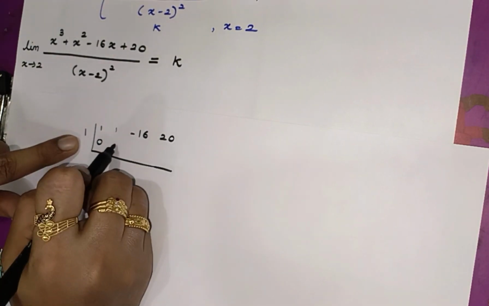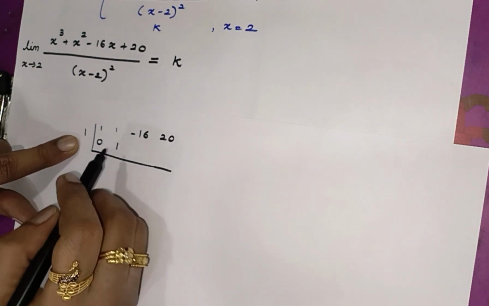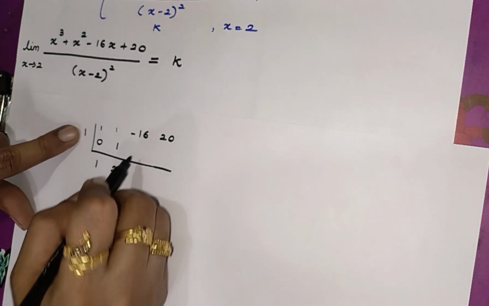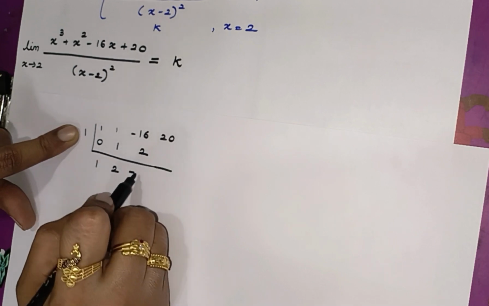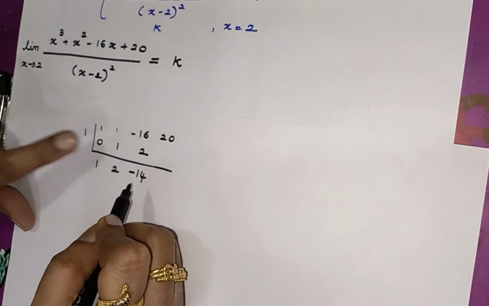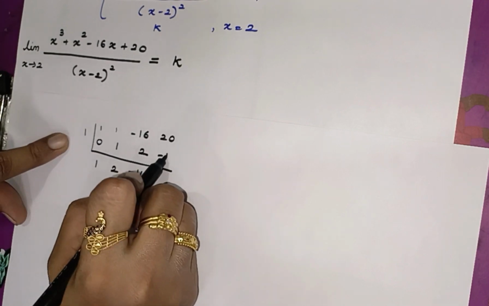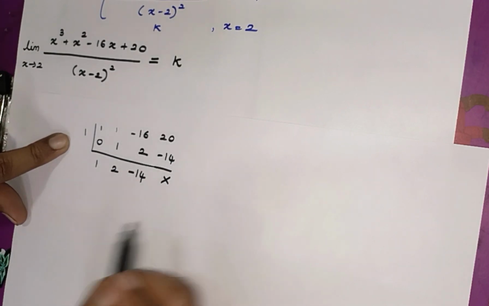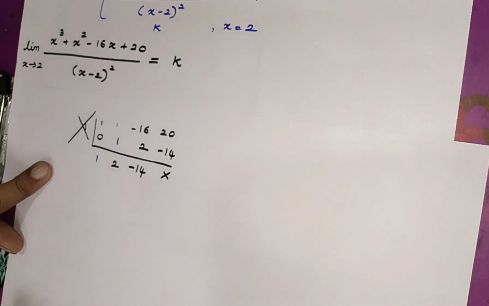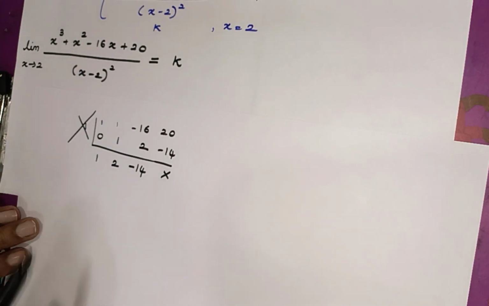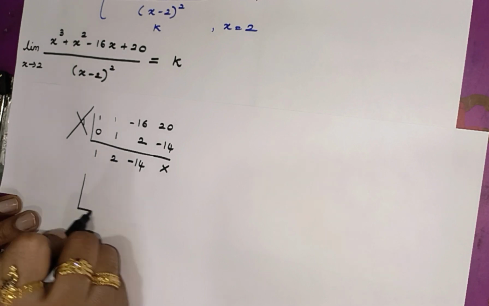1 into 1 is 1. 1 plus 1, 2. 2 ones are 2. Opposite signs means we have to subtract. So minus 14. While we are multiplying these two terms, we are getting minus 14. So we can't get the result as 0. So 1 is not a root of this equation. Let us try another number.